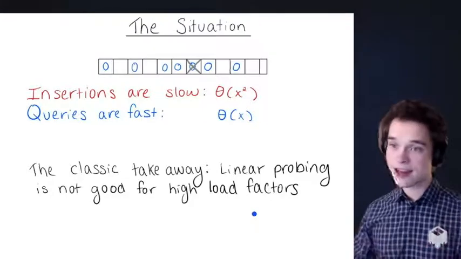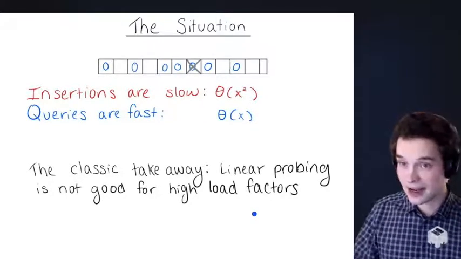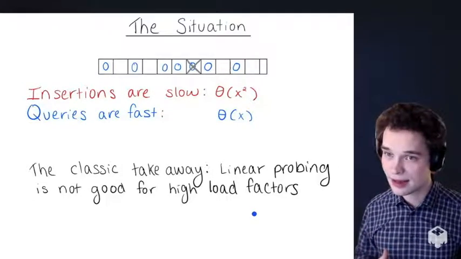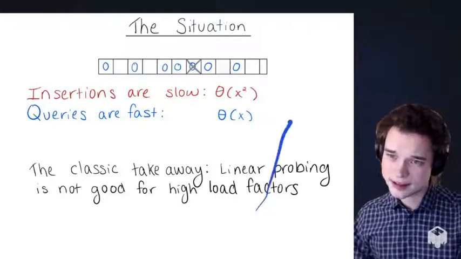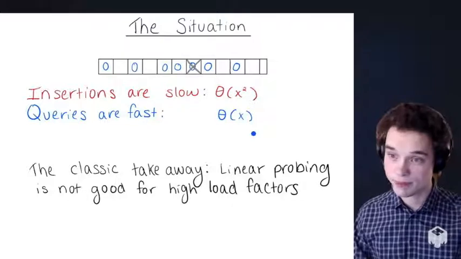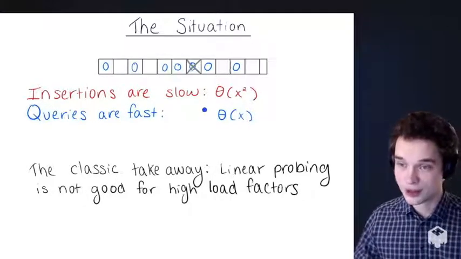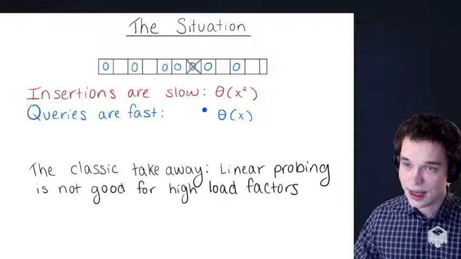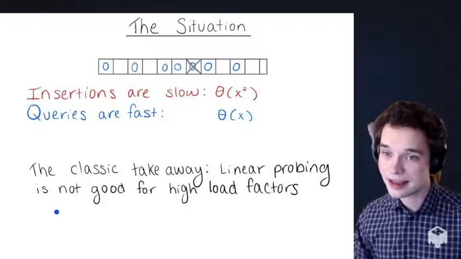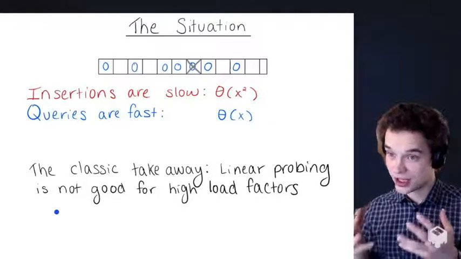Okay, so putting the pieces together, this is the situation we've been in for about 5 decades now, is that linear probing is this really nice natural hash table design. And the queries are actually pretty fast. They take time order x if your hash table is 1 minus 1 over x fraction full. But the insertions are problematically slow. They take time order x squared on average. And so the classic takeaway, the thing that's taught in courses, taught in textbooks, is that linear probing shouldn't be used in a hash table that's at a high load factor, in a hash table that's full.